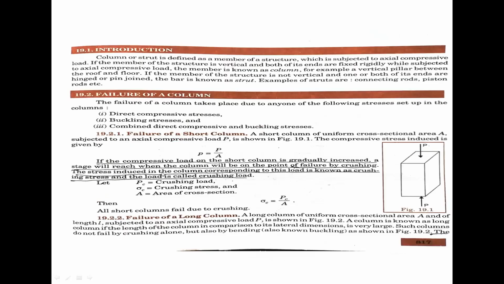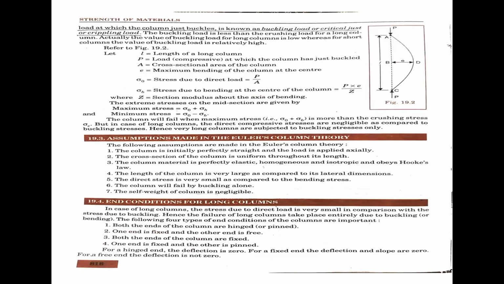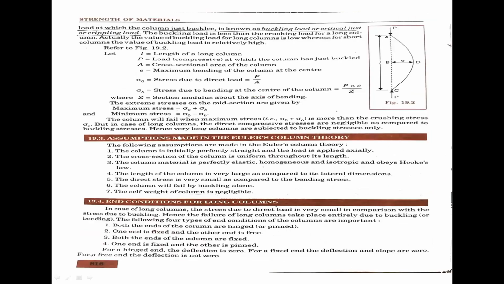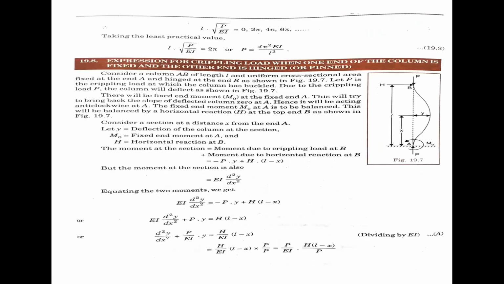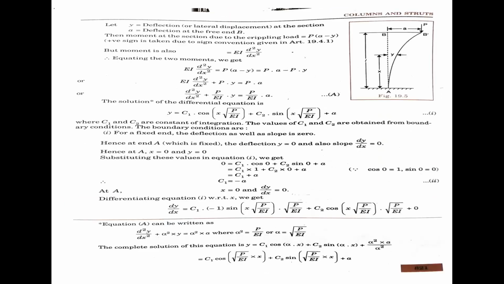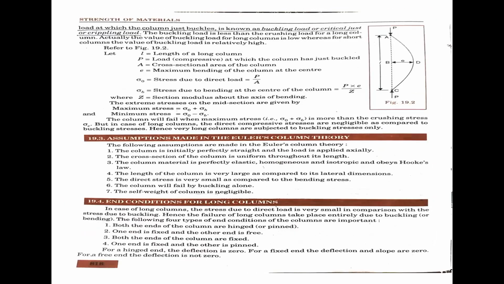These are the sign conventions. Today we explained different types of columns and pillars, the introduction, what is a column and what is a strut, and a small derivation for long columns and short columns, and sign conventions. Next class I will explain the four end conditions for long columns, deriving the crippling load for each one.